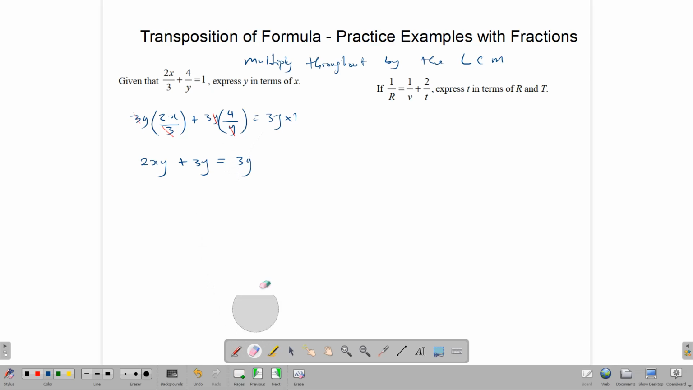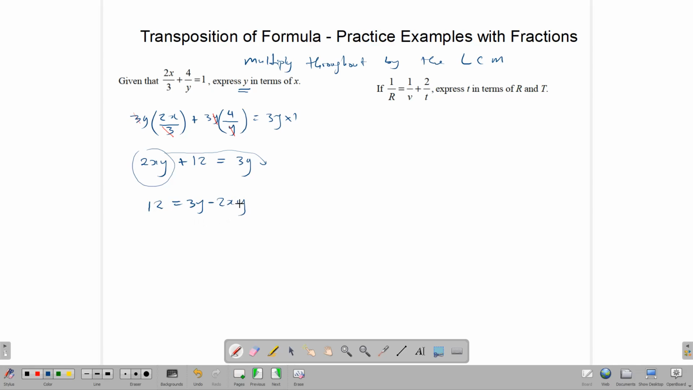Actually, this is 12. 3 times 4. Let me correct that. So this is 12. 3 times 4. Because we wanted to express y in terms of x, we have a y here and we have a y here. We can regroup this 2xy on this side of the equation with that 3y. So we can say 12 is equal to 3y take away 2xy.